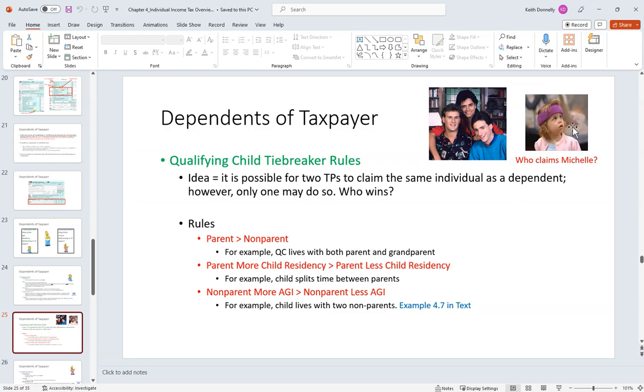All 3 of them are saying, she's mine. I want the $2,000. I want the $2,000. Well, here's the qualifying child tiebreaker rules. That's what's going on here. So if it's a parent versus a non-parent, like Danny, the parent of Michelle, versus Joey, the parent's going to win. If it's between 2 parents, maybe they're divorced and they both take care of the kid, the parent with the longer residency with the child wins. In other words, who the kid lives with more wins. If it's between non-parents, so we had Joey and Jesse and they're both fighting over baby Michelle, the one who has the higher AGI is going to win.